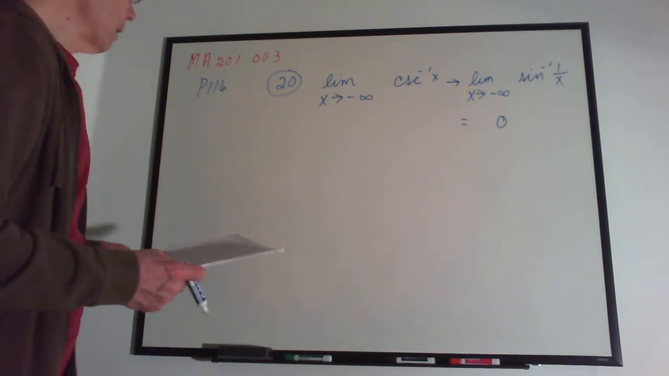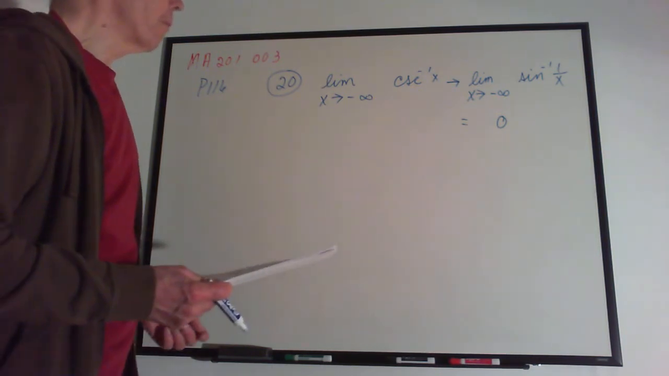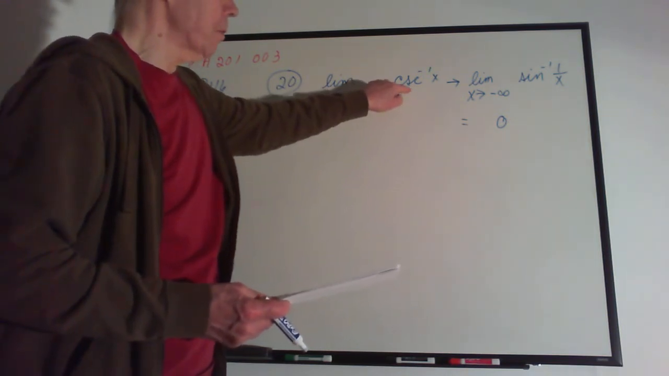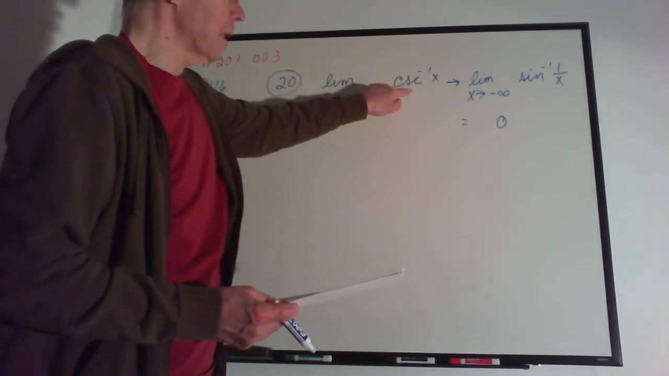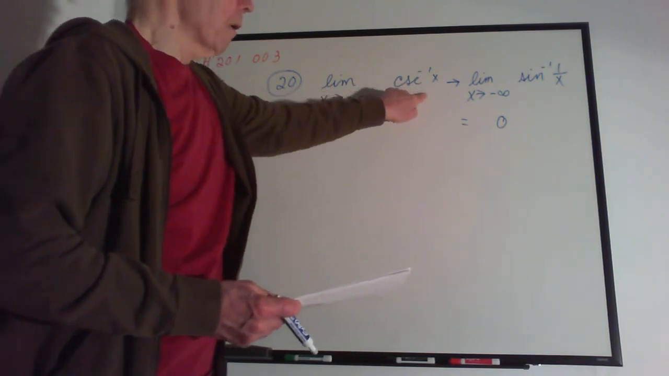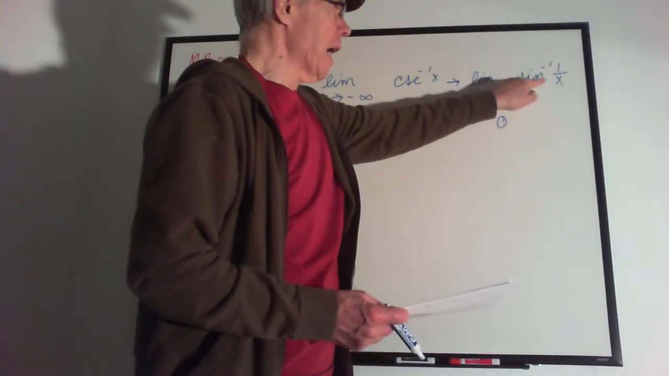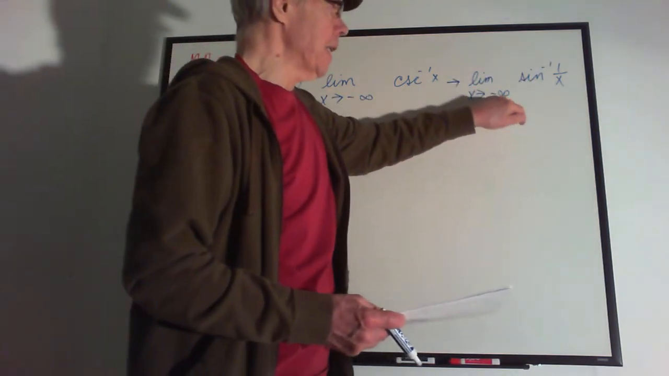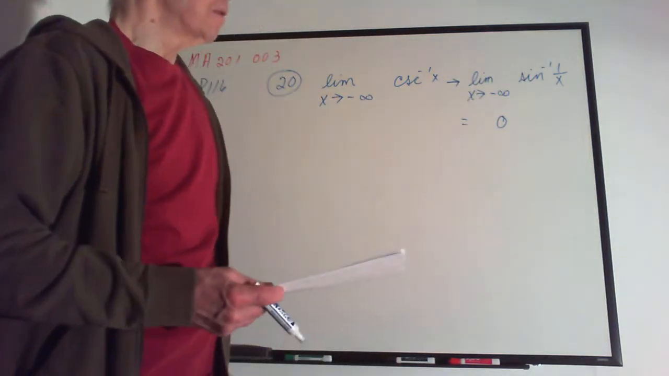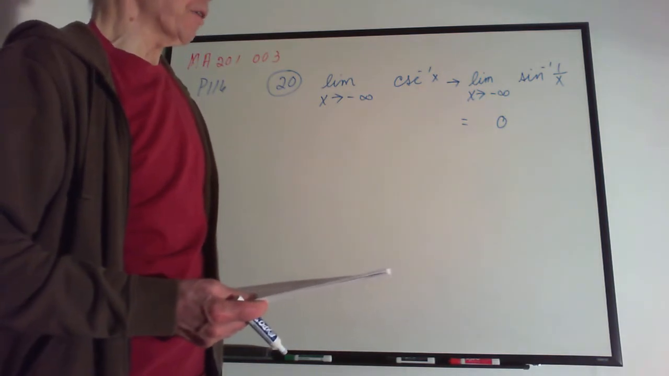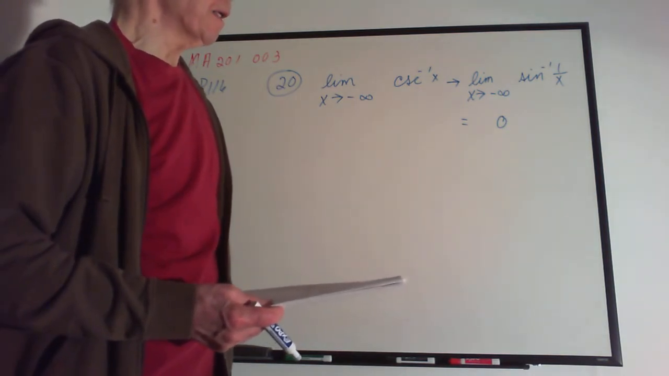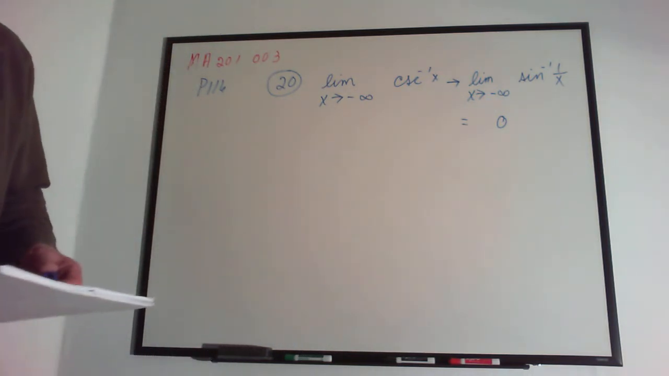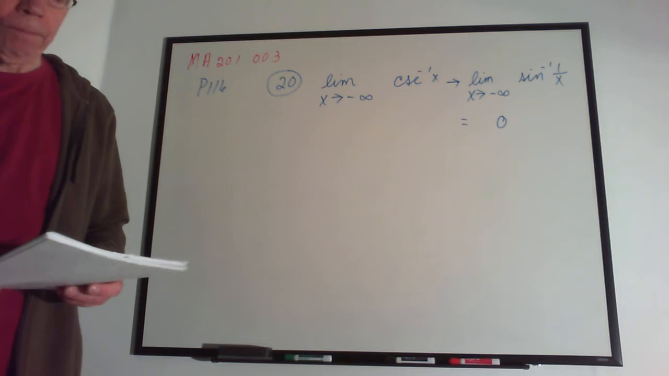All right, page 116, number 20. Limit as x goes to negative infinity of the inverse of the cosecant of x. Well, this is equal to the inverse of sine 1 over x. If you put negative infinity in there, you're going to get 0, and the sine function is equal to 0 when the radians or degrees are 0.